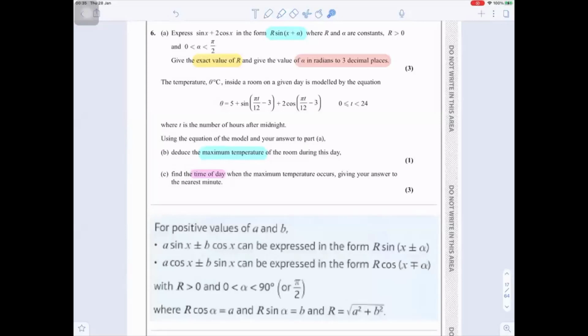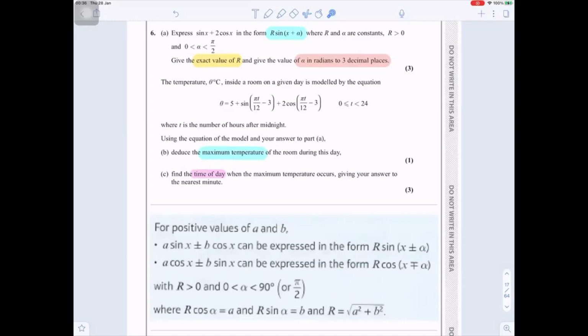Question number 6. Express sine 2x plus 2 cos x in the form r sine (x plus alpha), where r and alpha are constants. R is greater than 0, and 0 is less than alpha less than pi over 2. Give the exact value of r and give the value of alpha in radians to 3 decimal places. The temperature, theta degrees Celsius, inside a room on a given day is modeled by the equation, where t is the number of hours after midnight.